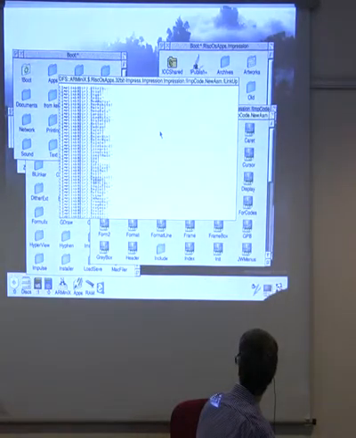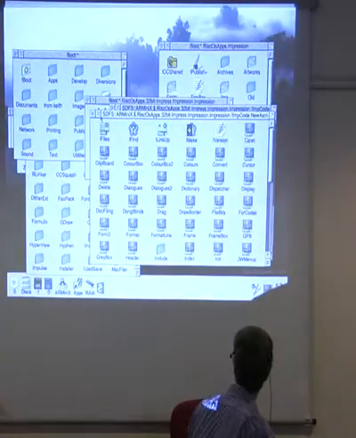Here it is linking all the modules together, and that produces the main application.